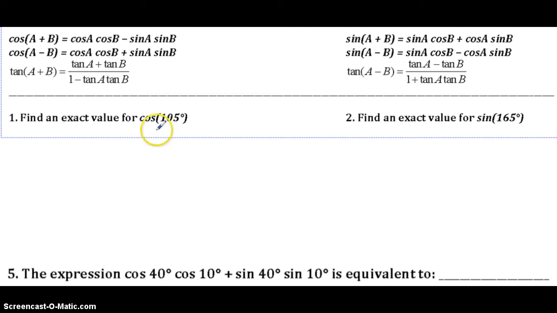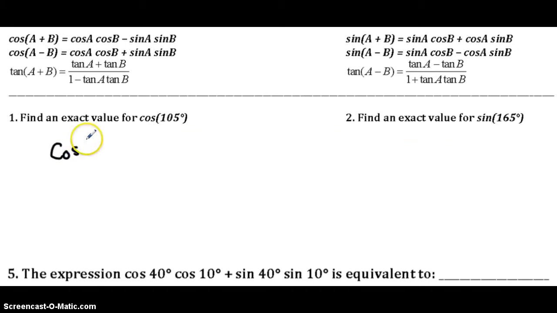We're going to find the exact value for the cosine of 105. The way to do this is to split the cosine into two different numbers. So the cosine of 105 is equal to the cosine of 60 plus 45. How did I know that? Well, you just test out some numbers and you see which one gets you there. So this is going to be our A. We're going to say A is 60 and our B is 45.